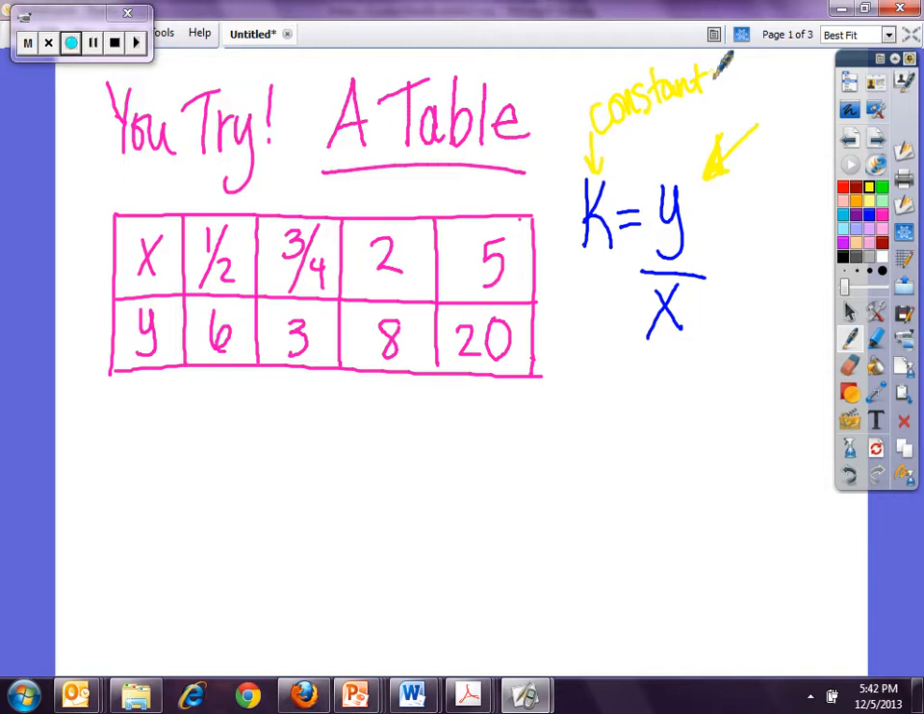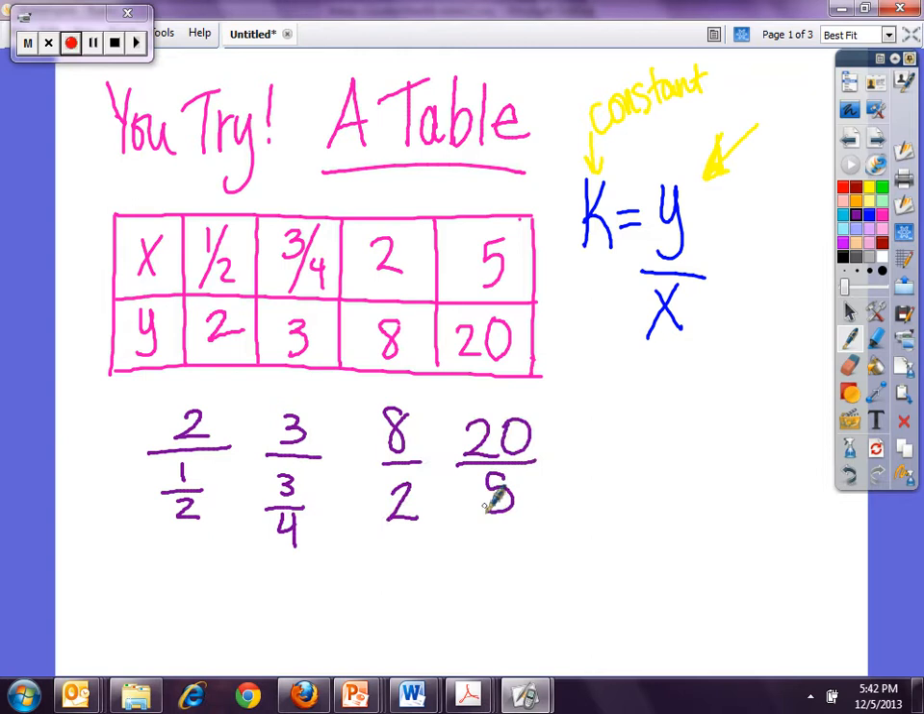Okay, I put the wrong information here for 6. So this actually should be 2. Okay, so now I am going to start. Now y divided by x, that's 2 divided by 1/2. Okay, and then that's 3 divided by 3/4, 8 divided by 2, and 20 divided by 5.